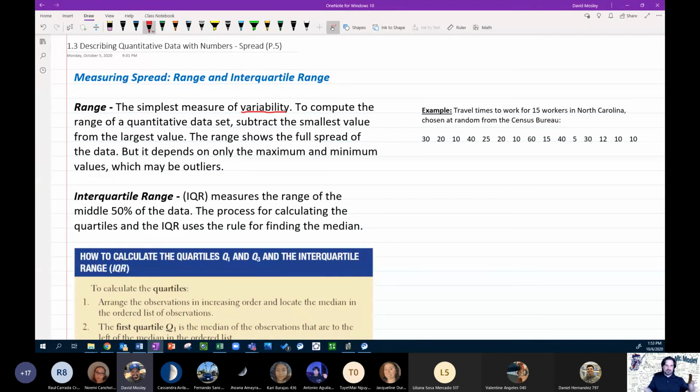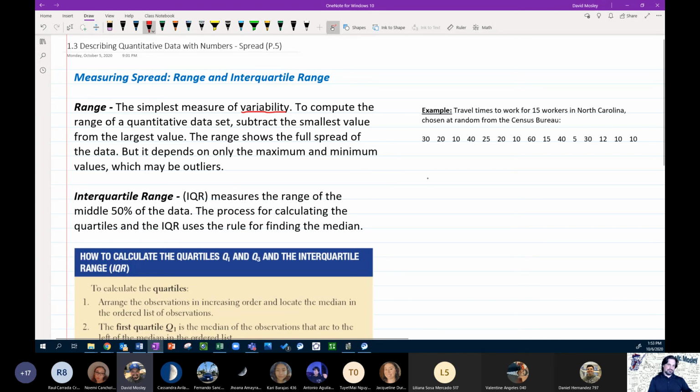Tells us how spread out it is, right? How many things are in between the biggest and the smallest. But the drawback is it depends only on the maximum and minimum values, which may be outliers. It could appear as though our data is much more spread out than it really is because of extreme values. But it's still a first step in determining our spread. So we'll look at that first.